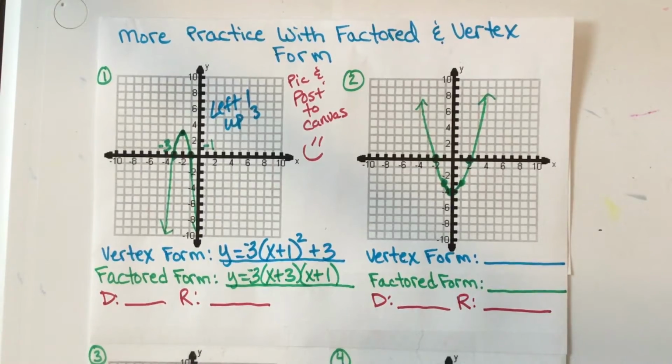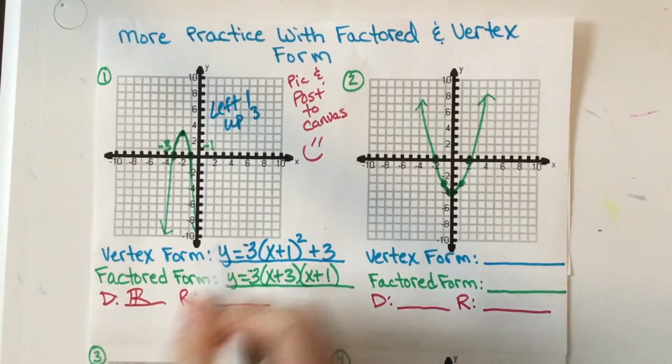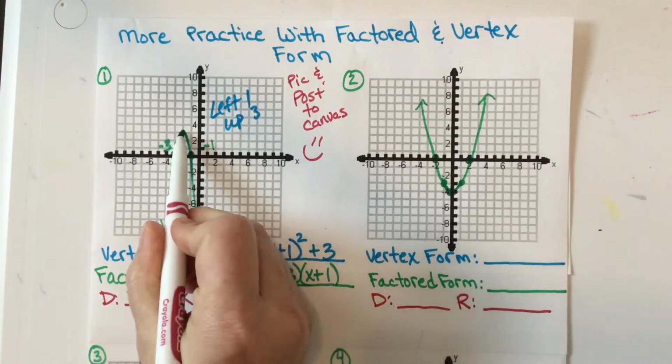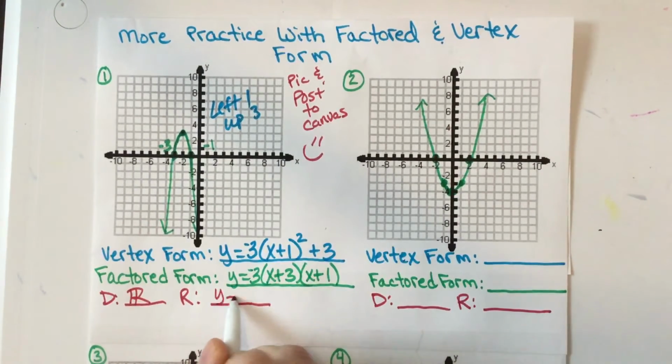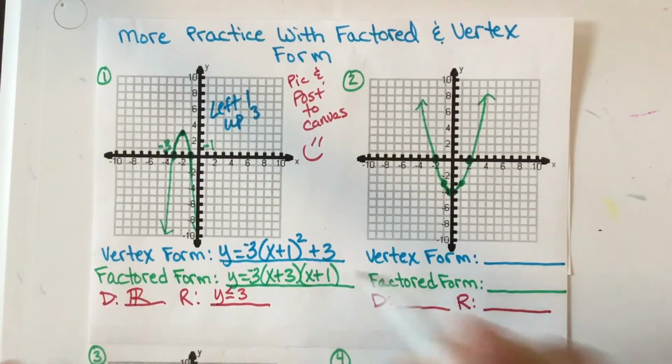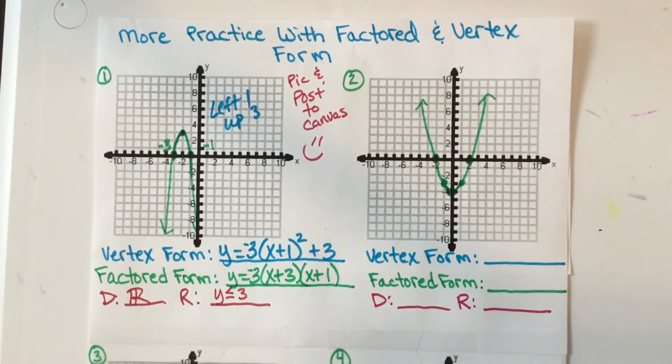All right, domain. That's all real numbers. This graph goes forever to the left, forever to the right. Range, the y starts up here at a 3. And then the graph goes down, so the y's get smaller. So y is less than or equal to 3. And that's what number 1 should look like.